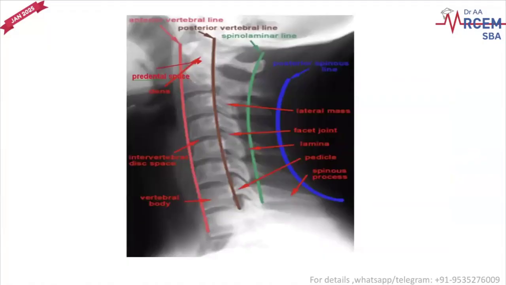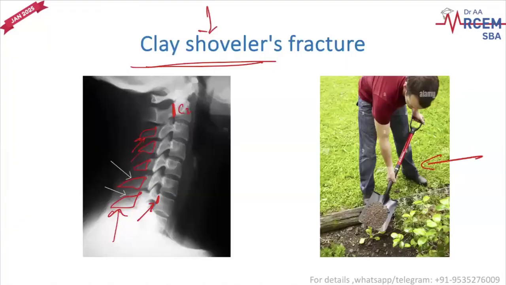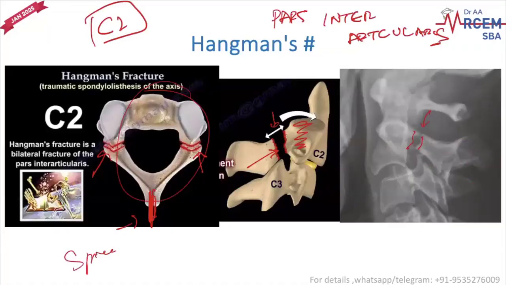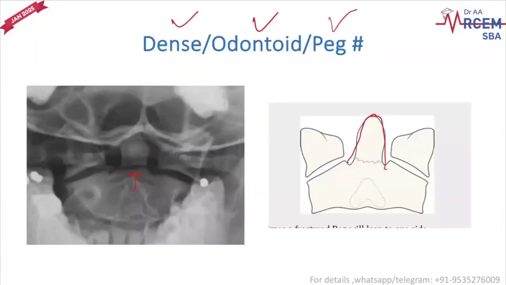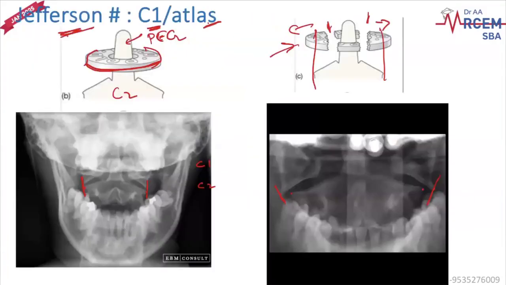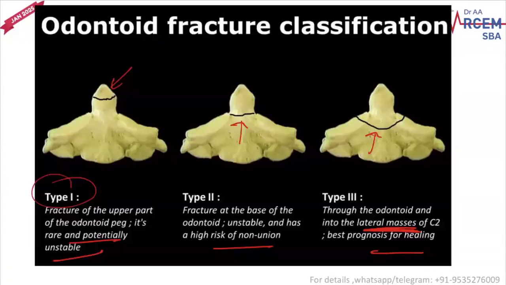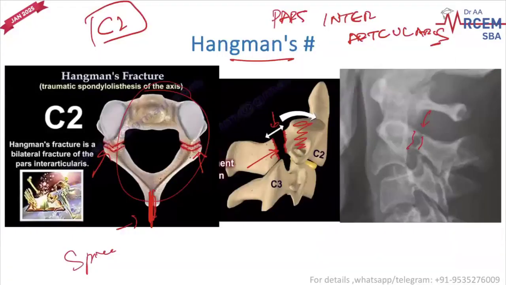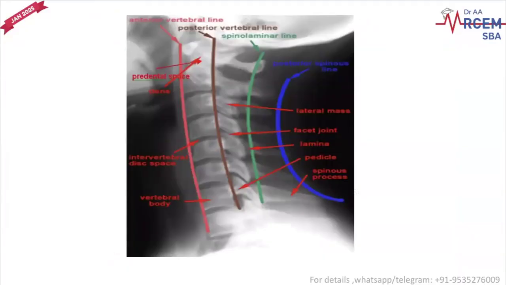How to see the cervical spine? For other cervical spine fractures, you will just be labeling them, okay, C2 fracture, C3 fracture; they're not named fractures. Named fractures are Clay-Shoveler's fracture, Hangman's fracture, and Jefferson's fracture. Jefferson's is C1, Hangman's is C2, and Clay-Shoveler's is the spinous process of any vertebra. These are the named fractures. Whenever there is a name, there is a high likelihood of that fracture appearing in the examination.